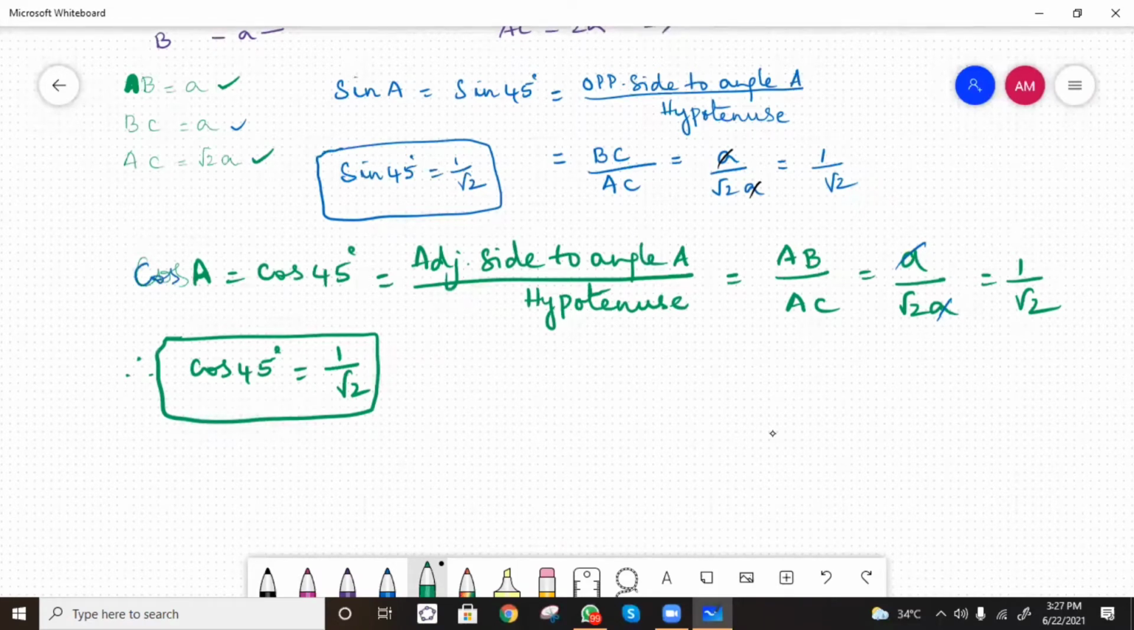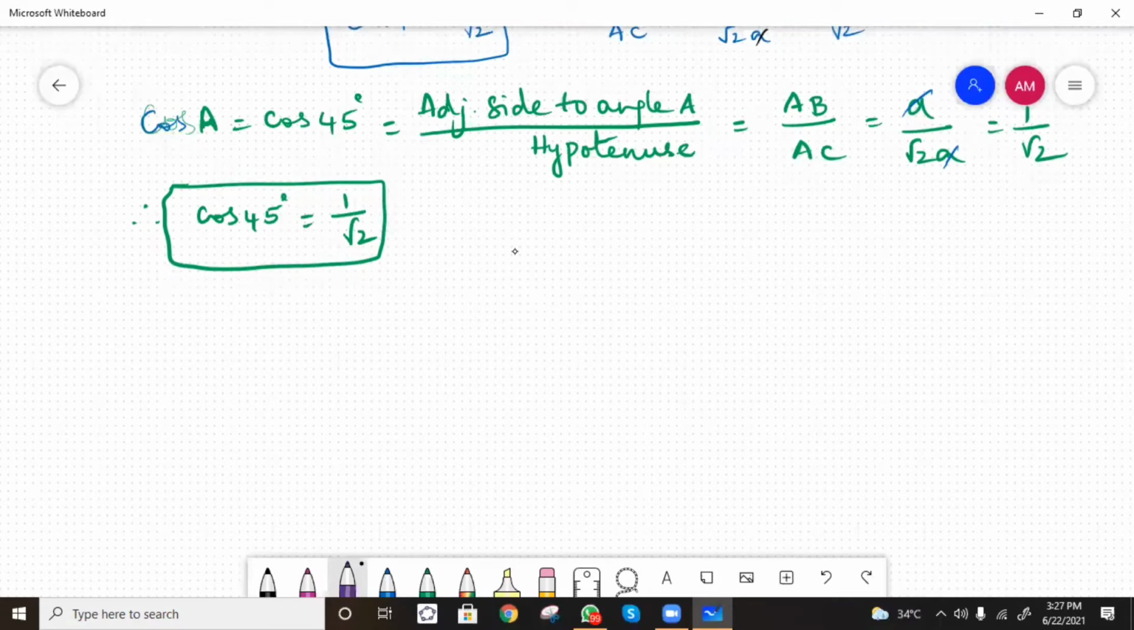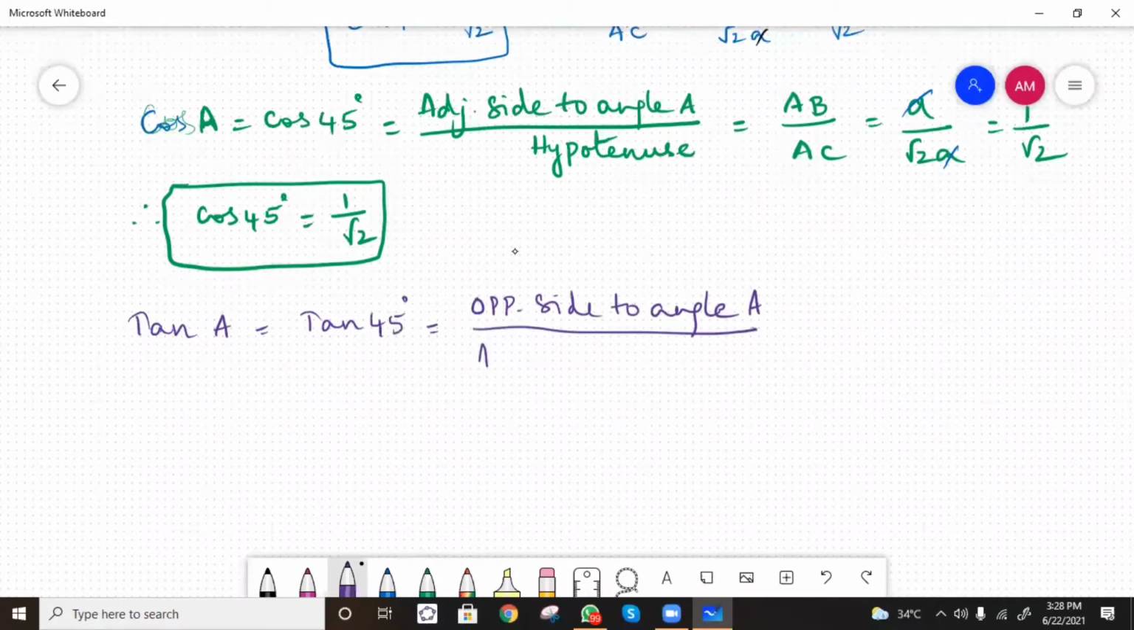Next, what's remaining? Tan 45. What is tan 45? Tan A is equal to tan 45 is equal to. So what's the formula for tan? It's either sin A by cos A or opposite side to angle A divided by adjacent side to angle A.